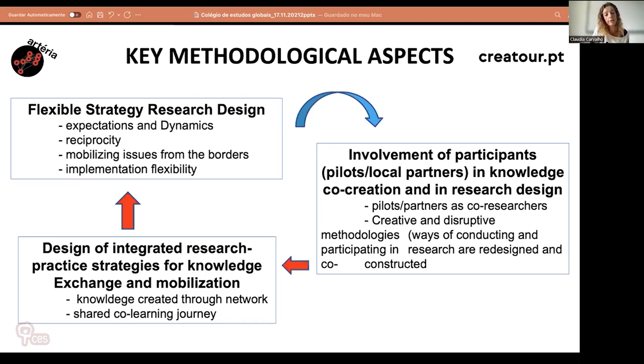And also the design of this integrated research practice for knowledge exchange and mobilization, in which the arts-based approaches are very important and bring very valuable and, I think, innovative ways of producing research and disseminating it.